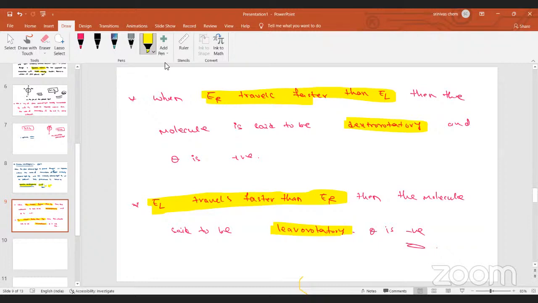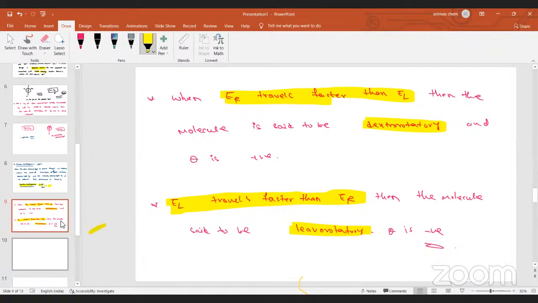Clear? So take a screenshot and go to the next line. So next.